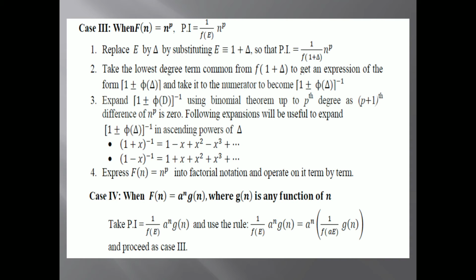Now case 4 is the fourth case, when f of n is equal to a raised to n into g of n, where g of n is any function of n. Take PI is equal to 1 upon f of E, a raised to n into g of n, and use the rule 1 upon f of E, a raised to n g of n is equal to a raised to n into 1 upon f of aE into g of n, and proceed as in case third. Now one by one we take one example for each case.